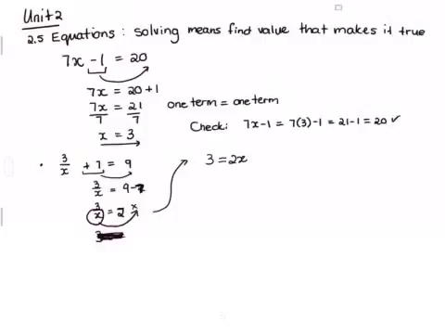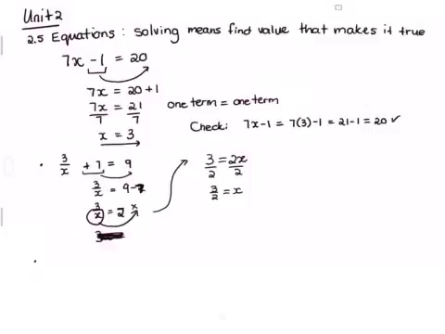So I'm still not done. Now put both sides over 2 since I want my x alone on one side. And there's my answer for that one. x equals 3 over 2.